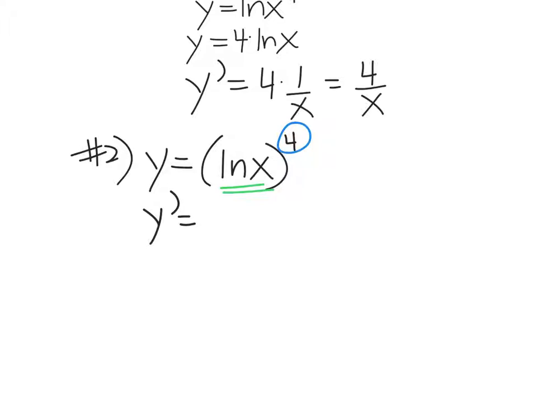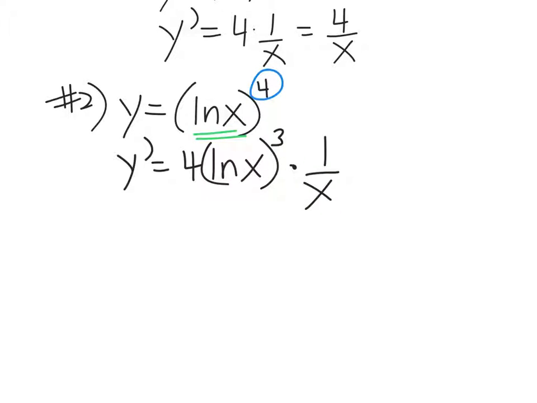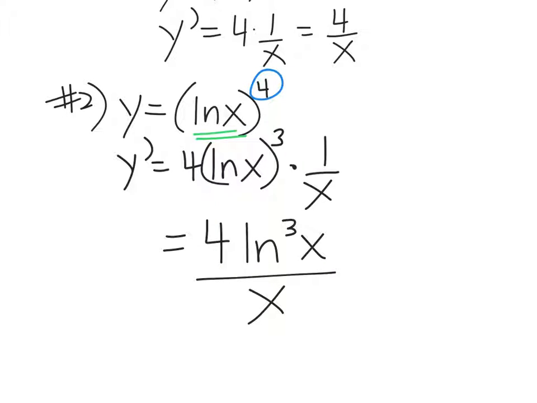So here we go. We're going to take that 4, and we're going to bring it down to the front, and then subtract 1 off of it. That's the outer function part. That's just the power rule. Times the derivative of the inner function. 1 over x is the derivative of natural log of x. And so you can leave your answer like that if you want to. You can also write 4 natural log cubed of x over x if you want to write it like that. That looks kind of gross.